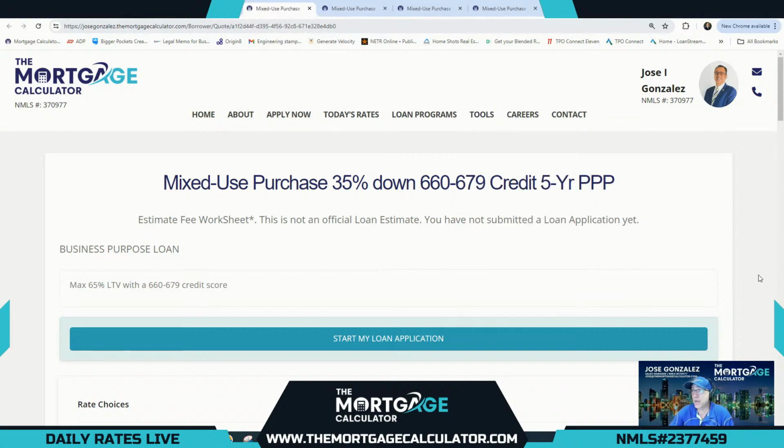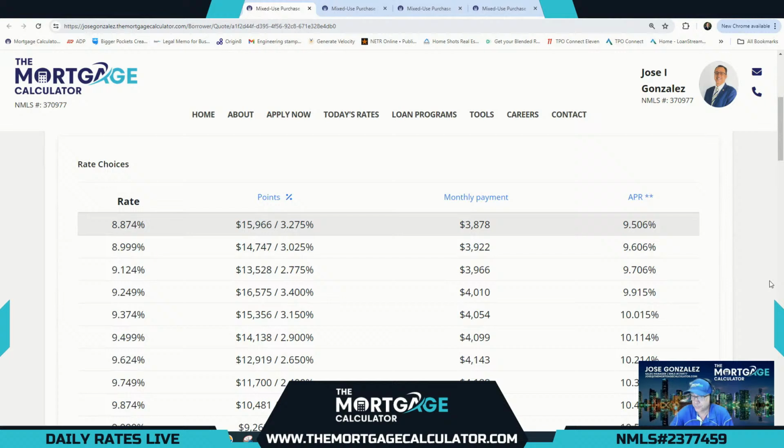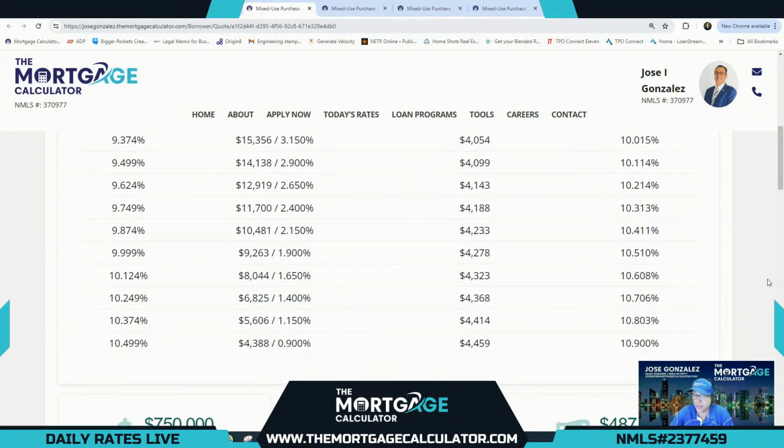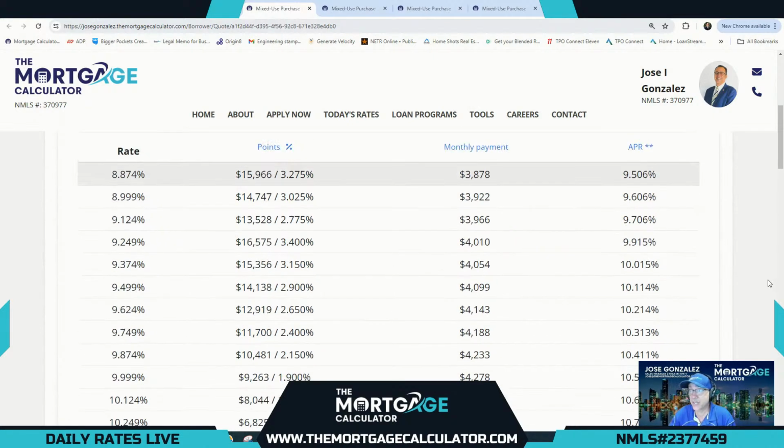So now we drop to 660 credit score, 660 to 679. That is the minimum credit score for this preferred hybrid option that we have. It does require 35% down, 65% LTV. Rates are good, right? The rate drops since the LTV drops. Even though the credit score drops, we drop the risk on the file. So 10.499 is our lowest cost option at almost 0.9 points. And then we can buy that down all the way to 8.874. Very good options.